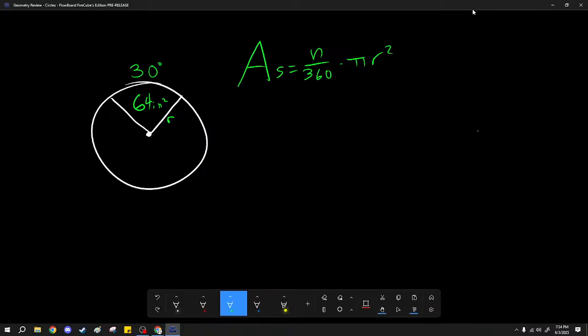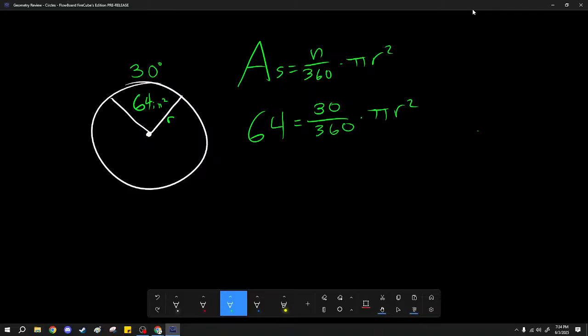Go away. Okay, perfect. Area of the sector is given to us. The angle measurement is given to us. The radius is not. That's what we're looking for. So let's plug our things in. Area of the sector is 64. Our angle measure is 30. Our radius stays as a mystery.